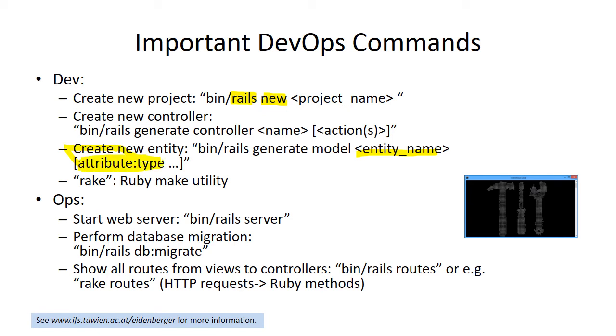Character objects, number objects. There is a make utility which is called rake. Okay, so this is a bit on the dev side what you have.